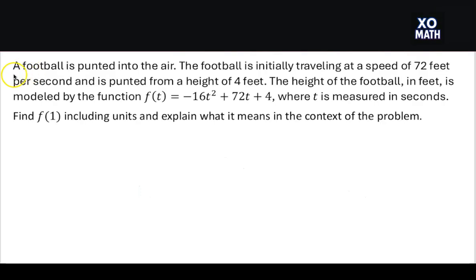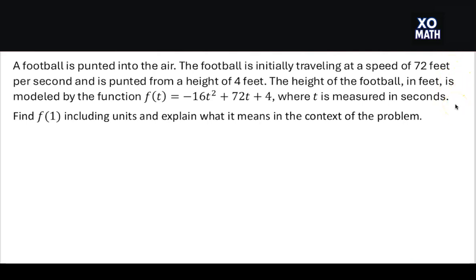So imagine we have a football that is punted into the air. The football is initially traveling at a speed of 72 feet per second and is punted from a height of 4 feet. The height of the football in feet is modeled by the function f of t is equal to negative 16t squared plus 72t plus 4, where t is measured in seconds. So this is the setup.